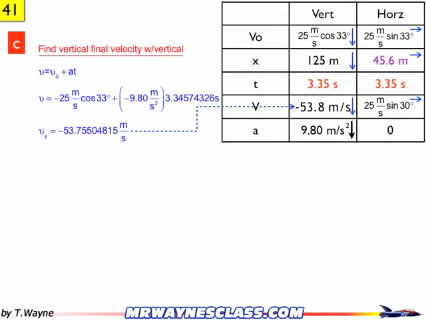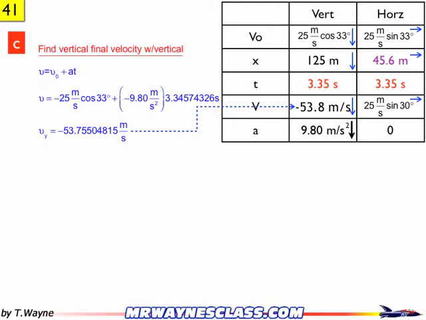Now using the other equation, v squared equals v naught squared plus 2ax, might have been a better choice because I calculated the time, and if I calculate the time wrong, I'll just propagate that error. But if I use v squared equals v naught squared plus 2ax, there's nothing calculated in that formula, so that might have been a better choice.